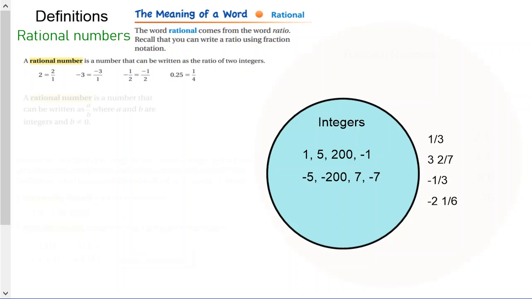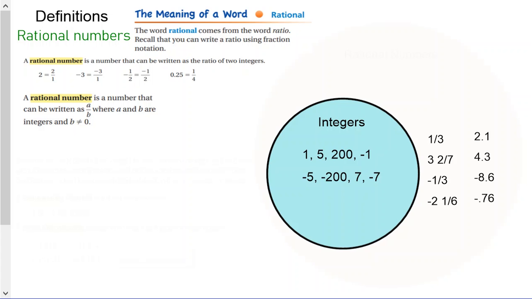So rational numbers can be written in fraction notation, a over b, where a and b are integers. So that means they are positive or negative whole numbers. But we need to remember that this only works as long as b is not equal to 0, because b is in the denominator, and we can't have 3 pieces of pizza out of no pizzas. That doesn't work.